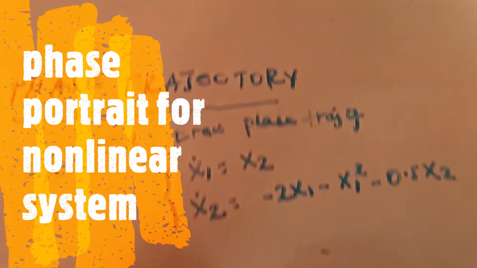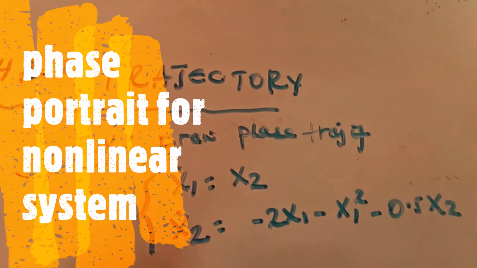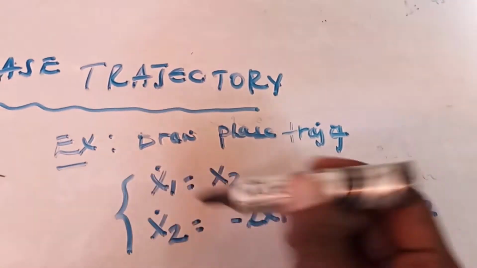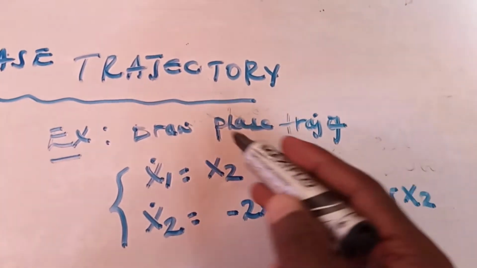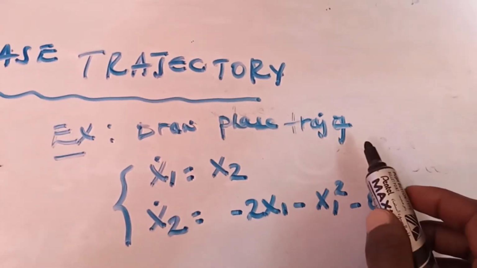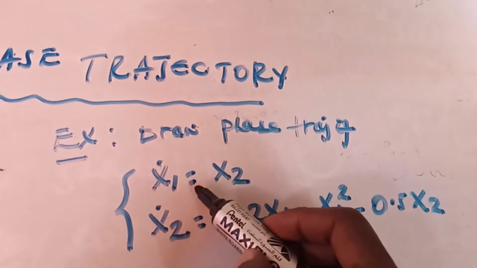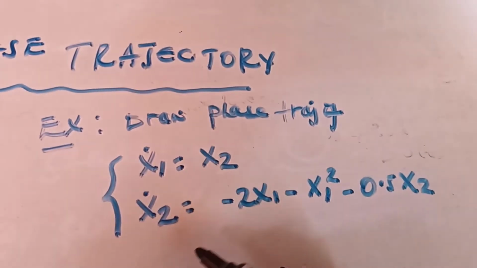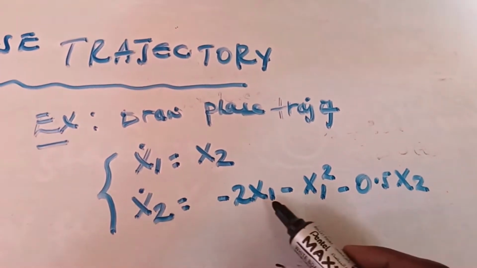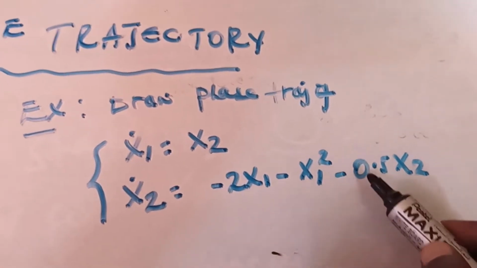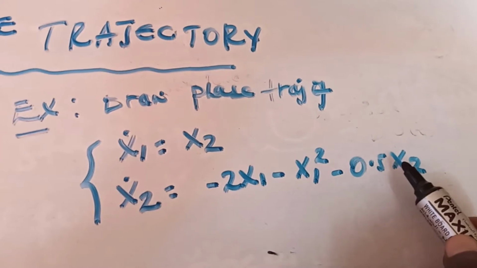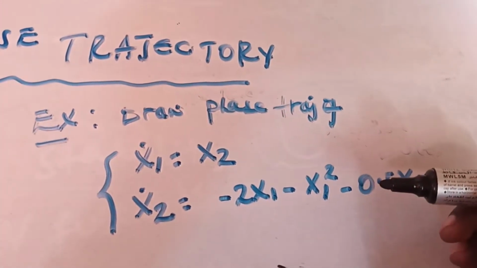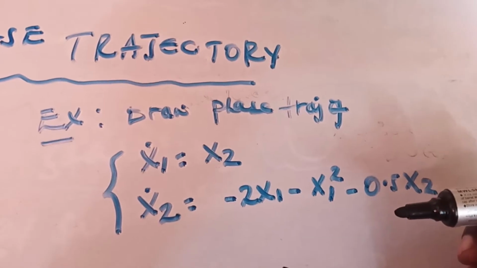So in this particular equation, this is our equation. The system problem said to draw the phase trajectory of x1 dot equals x2, and x2 dot equals minus 2x1 minus x1 square minus 0.5 x2. So this is the nonlinear equation.